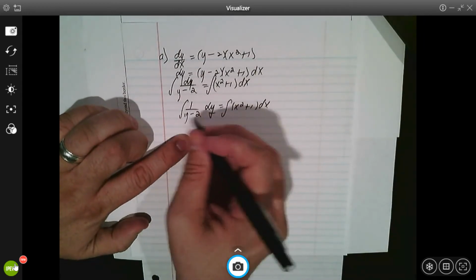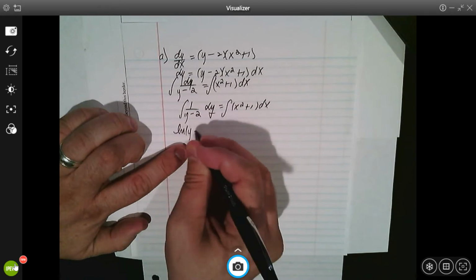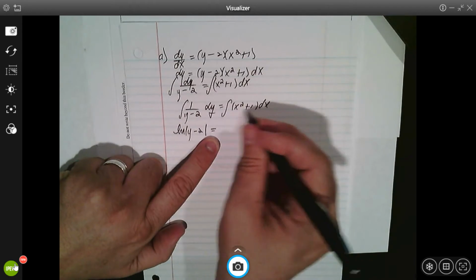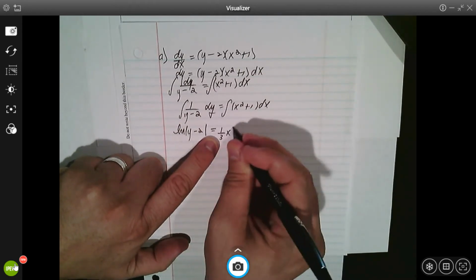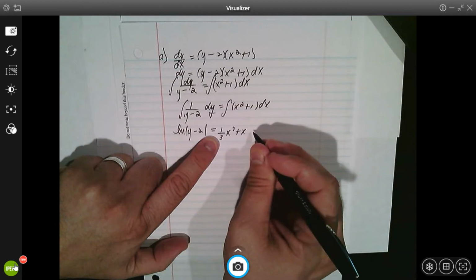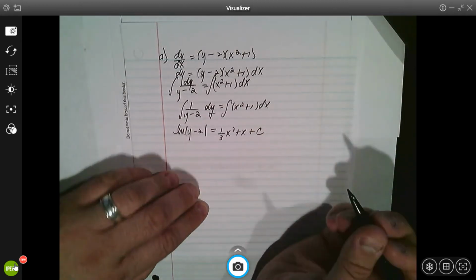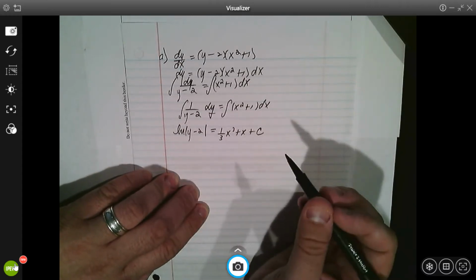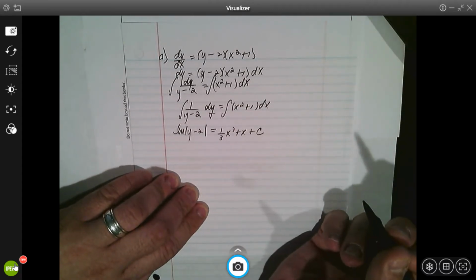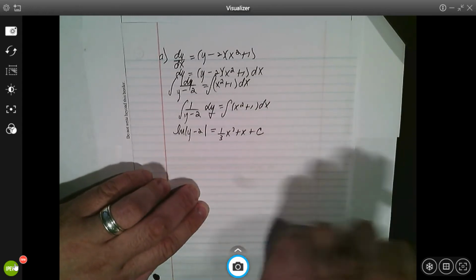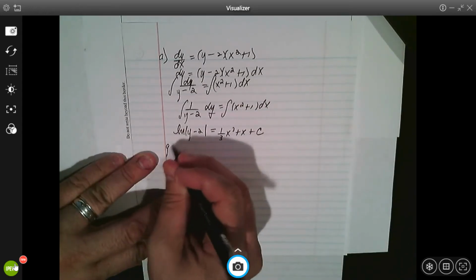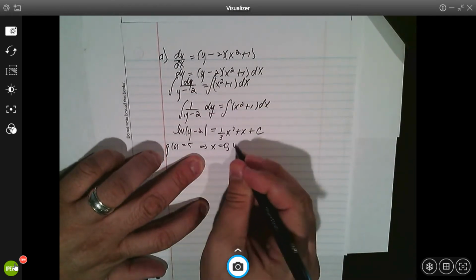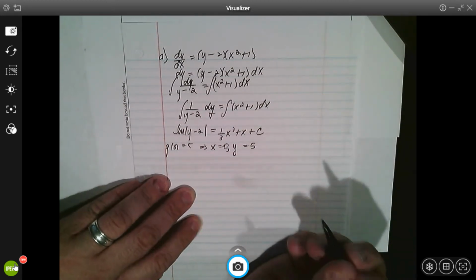The integral of 1 over (y minus 2) is the natural log of the absolute value of y minus 2. The integral of x squared plus 1 is 1/3 x cubed plus 1x plus your constant of integration. You could solve for y right now and then use the initial condition, or you could use the initial condition and then solve for y. Doesn't matter to me. The initial condition says that g of 0 is equal to 5. So that means that if x is 0, y is equal to 5.